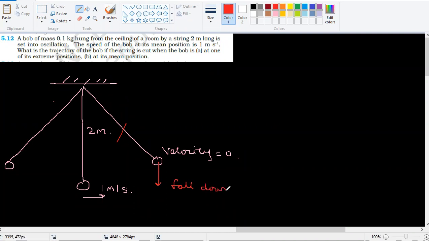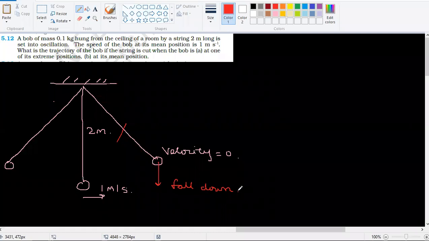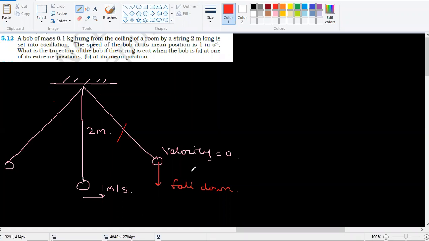So when it falls down, Vx will be 0, sir. Vy will have a value. Velocity is in the y direction, but not in the x direction. Yeah, that's correct. That means the velocity Vx will be 0.